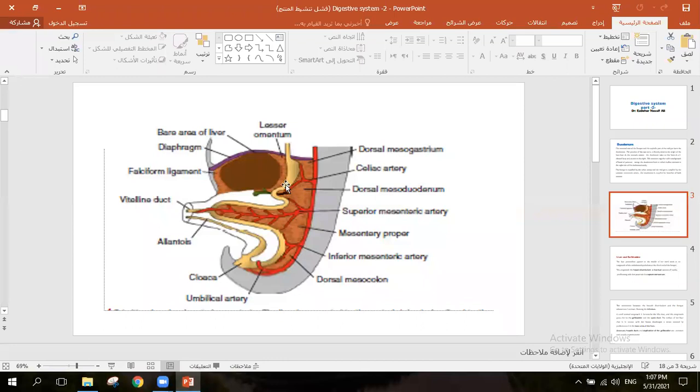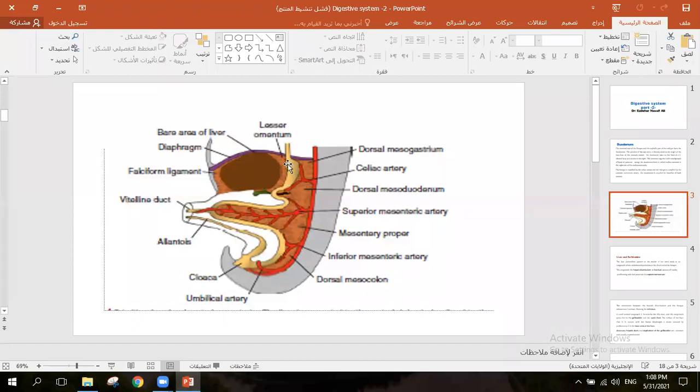شوفوا الشكل مالته شو يكون على حرف C. And with the rotation of the stomach and head of pancreas, at the end, the duodenum will become near to the right side of the abdominal cavity. Celiac artery will supply the stomach, while the superior mesenteric artery will supply the midgut. The duodenum will be supplied from both arteries.